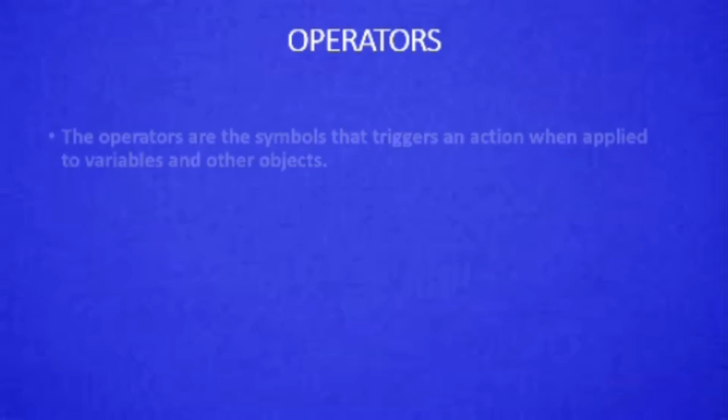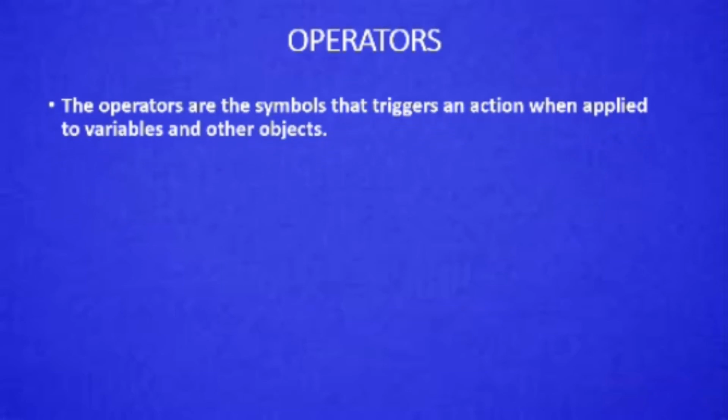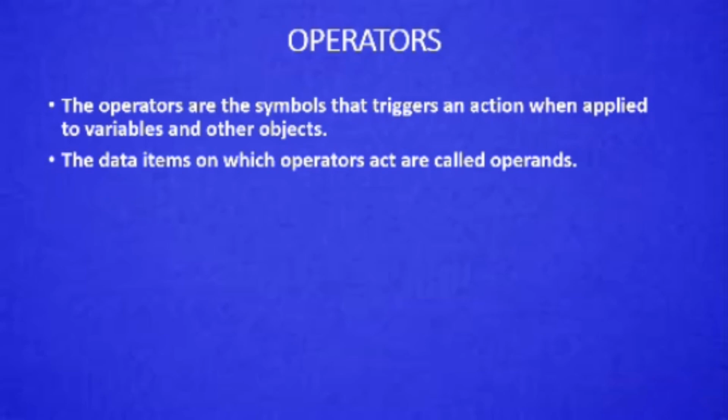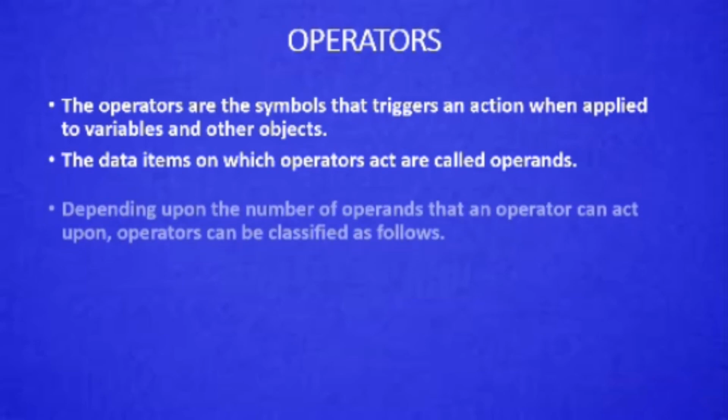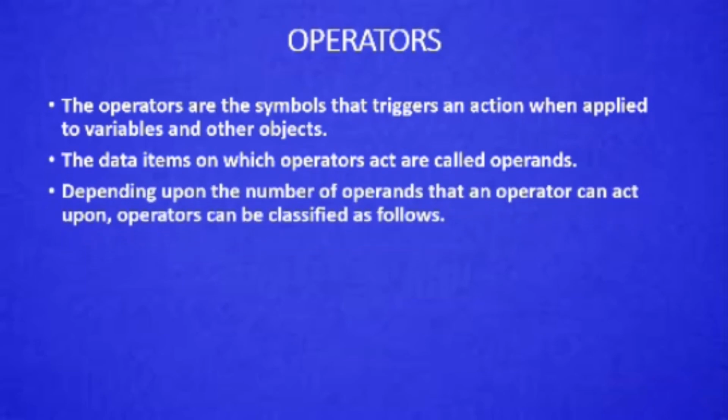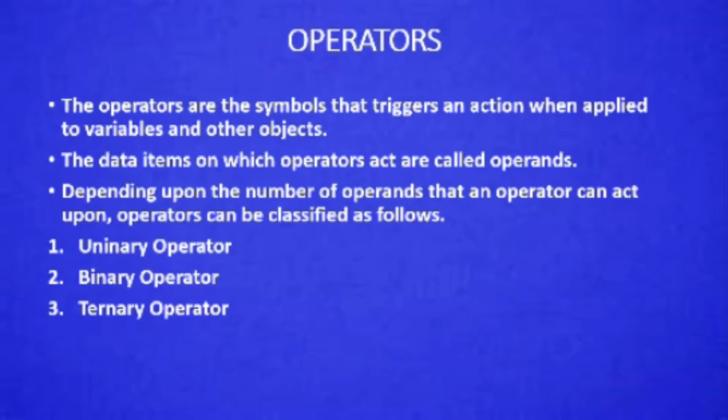Now let us see operators. The operators are the symbols that trigger an action when applied to variables or other objects. The data items on which operators act are called operands, and depending upon the operands and operators, the operators are classified into 3 types: unary operator, binary operator, and ternary operator.